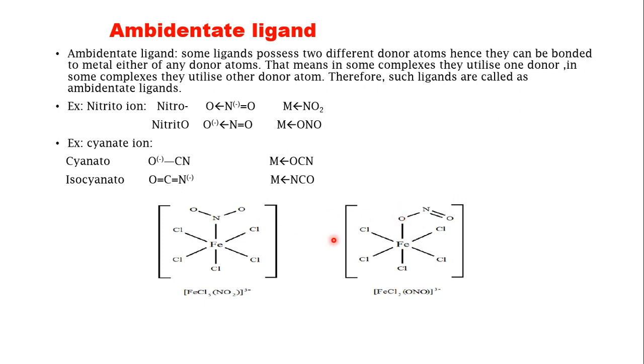So such behavior of ligands, in which a ligand possesses two or more donor atoms and can be bonded through any of the donor atoms, such kinds of ligands are termed ambidentate ligands.